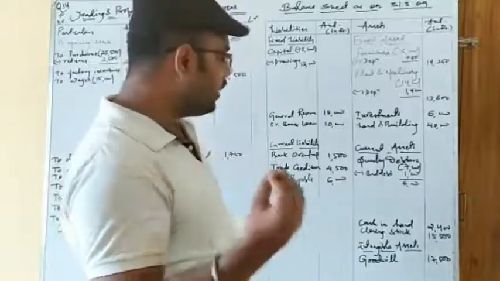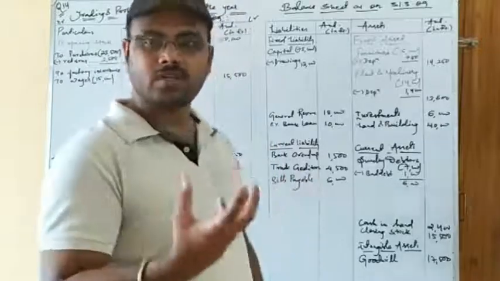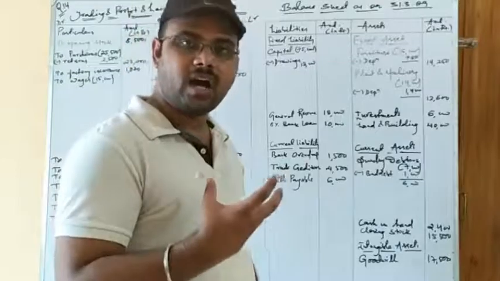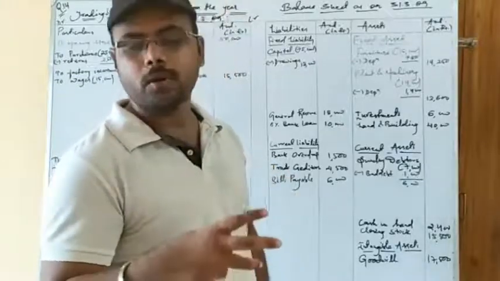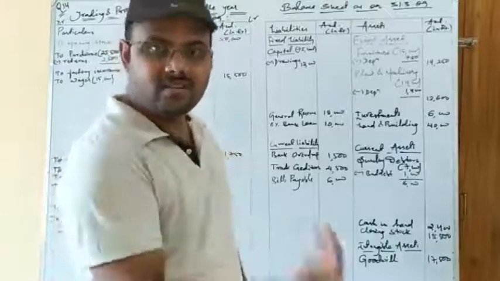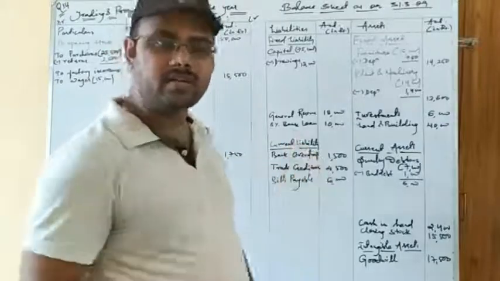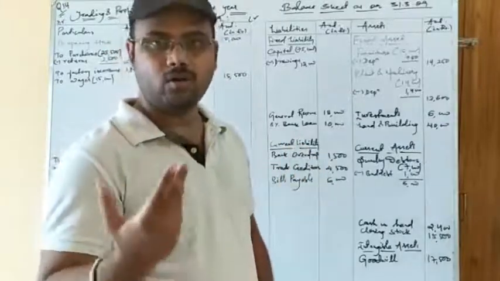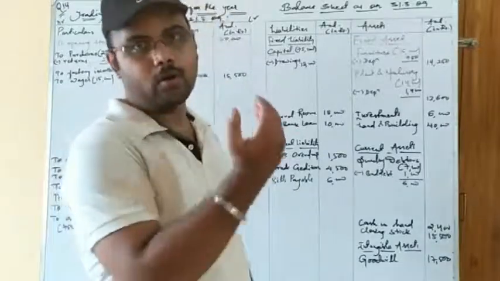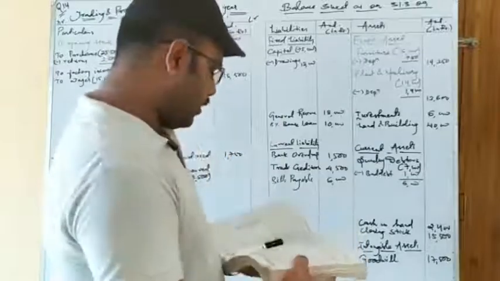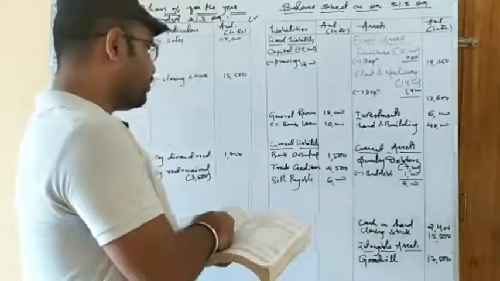So the way to treat the debtors is: the first treatment to be made with the debtors is bad debt. The second treatment is provision for doubtful debt or provision for bad debt. Then the next adjustment that you can make with the debtors is provision for discount on debtors. Depending on the items given in the question, go accordingly. Now let us move to our next treatment for the bad debt.